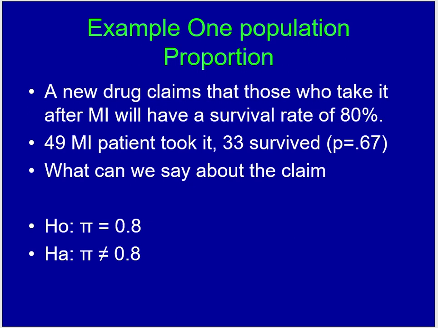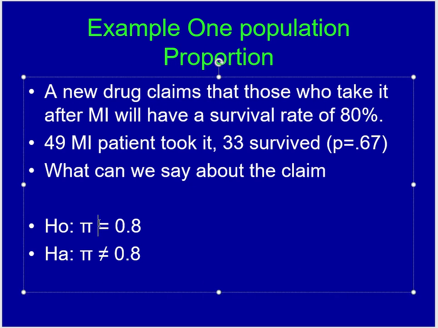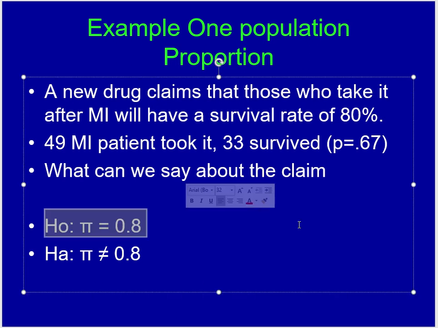You start with a null hypothesis and an alternative hypothesis. And again, if you look at your null hypothesis right here, it follows the same rationale. Something equals something, and you're using parameter values. So you're going to say pi is equal to 0.8. Now, for this to be complete, you have to tell me proportion of what in what population. So you'd have to say proportion of patients suffering from MI surviving while taking the drug is 80%.